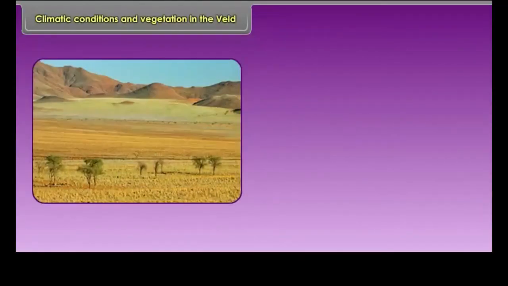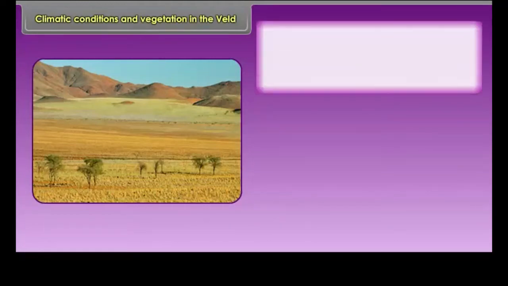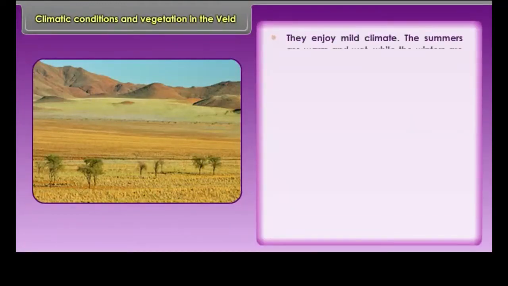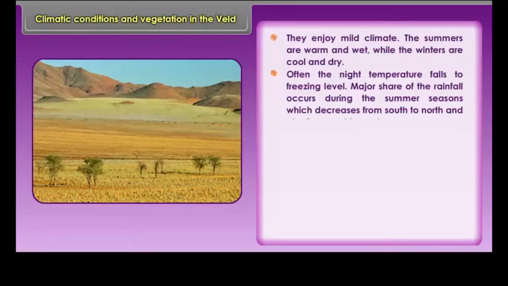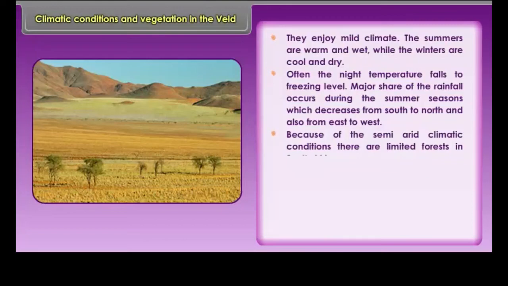Climatic conditions and vegetation in the veldt. They enjoy mild climate. The summers are warm and wet, while the winters are cool and dry. Often the night temperature falls to freezing level. Major share of the rainfall occurs during the summer seasons, which decreases from south to north and also from east to west. Because of the semi-arid climatic conditions, there are limited forests in South Africa.